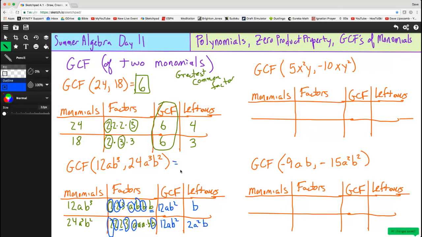So my GCF, these leftovers, again, become important later on. So we're going to always write those out. And our GCF is 12ab squared. All right, now we got to deal with negatives. So let's learn about negatives and how we deal with that. So we know how to write our monomials here.